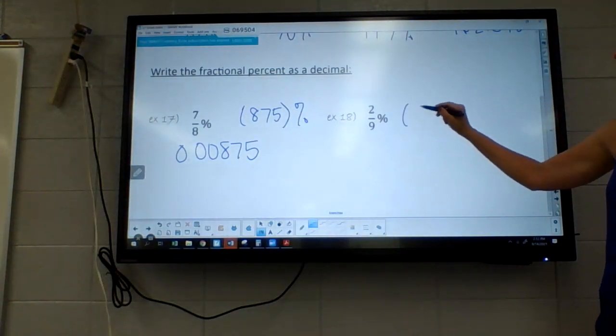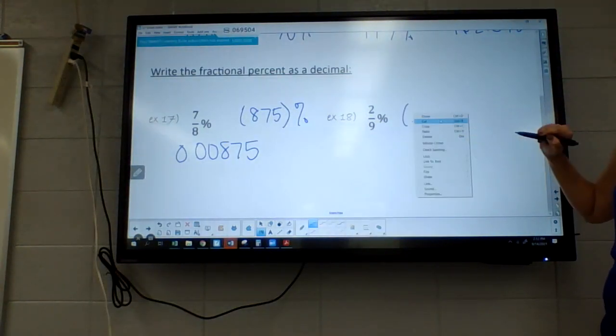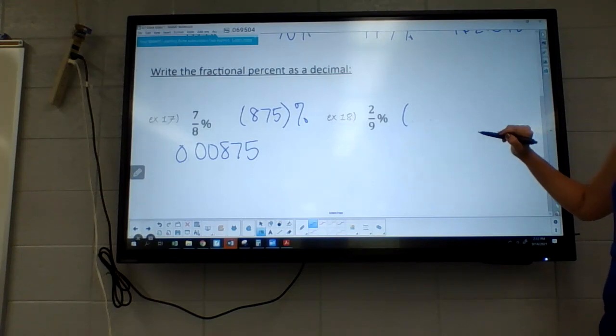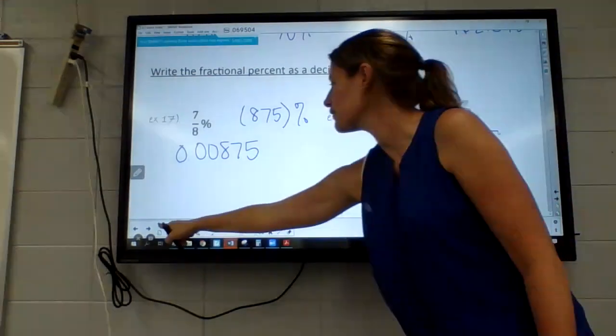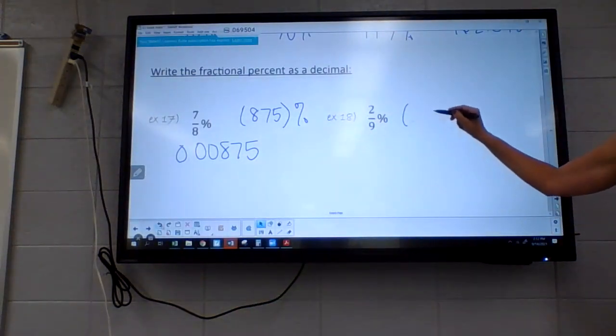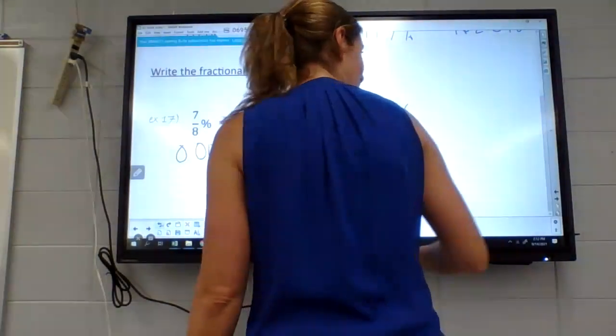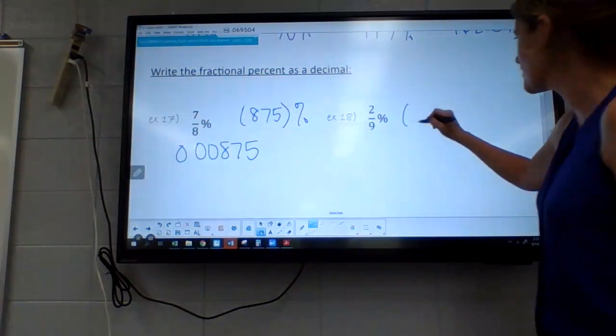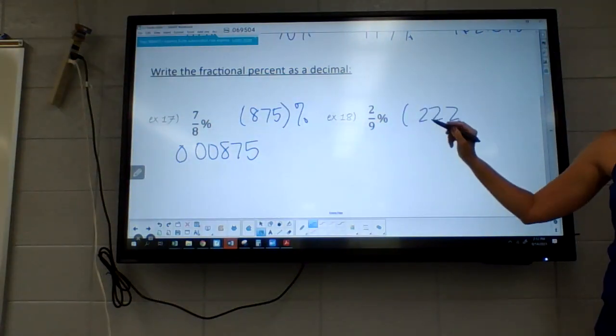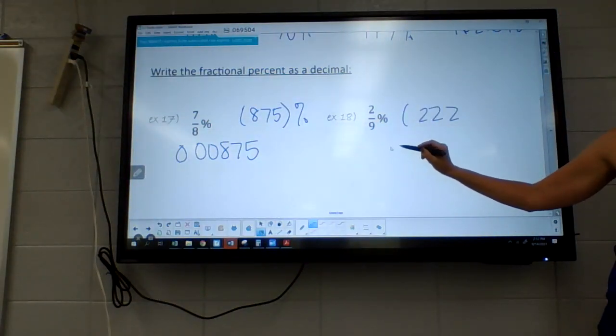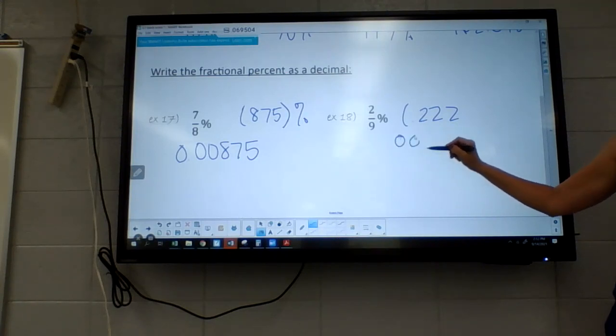Same thing with 2/9. This is 0.2 repeating, and then I need to change that to a decimal. So it's 0.002.